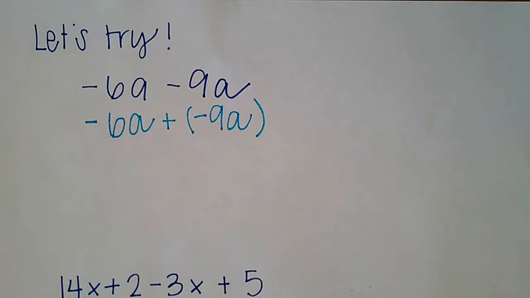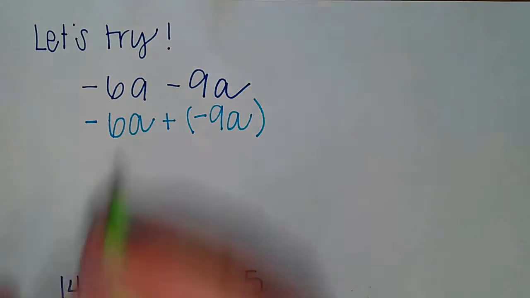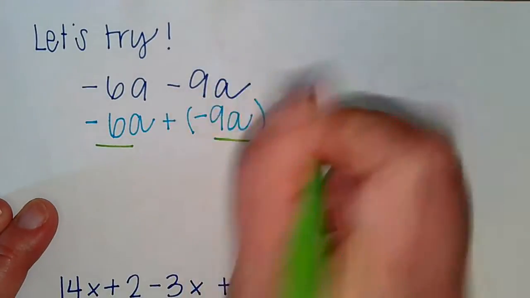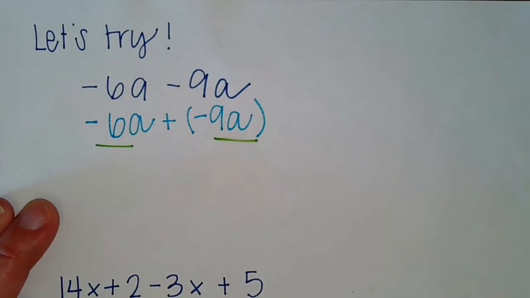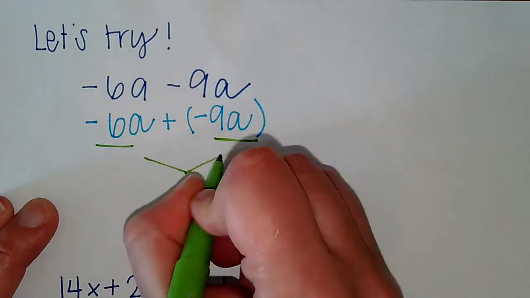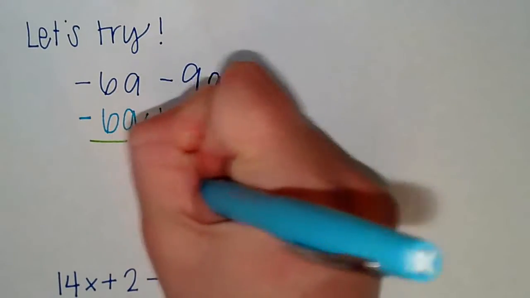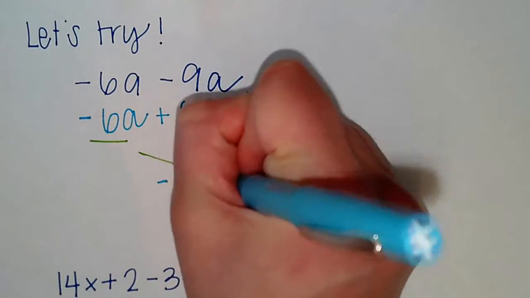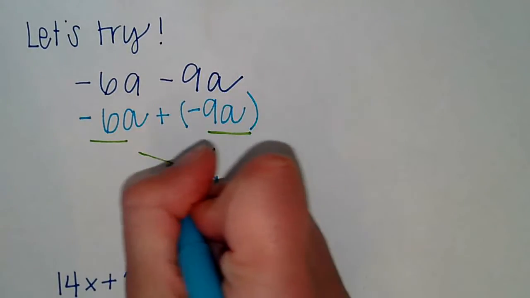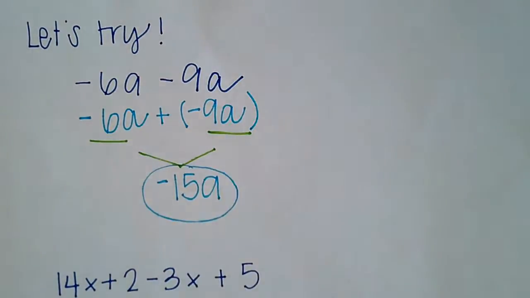Now, in this case, these both are like terms. We've got that a and that a. There is no exponent. Therefore, I can combine those. Negative 6a plus negative 9a gets me negative 15a. And there is my expression simplified down as far as I can go.